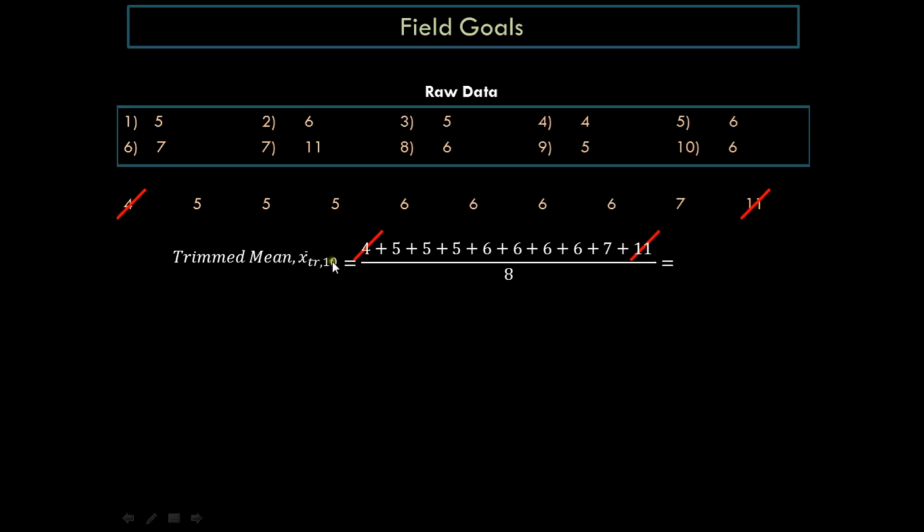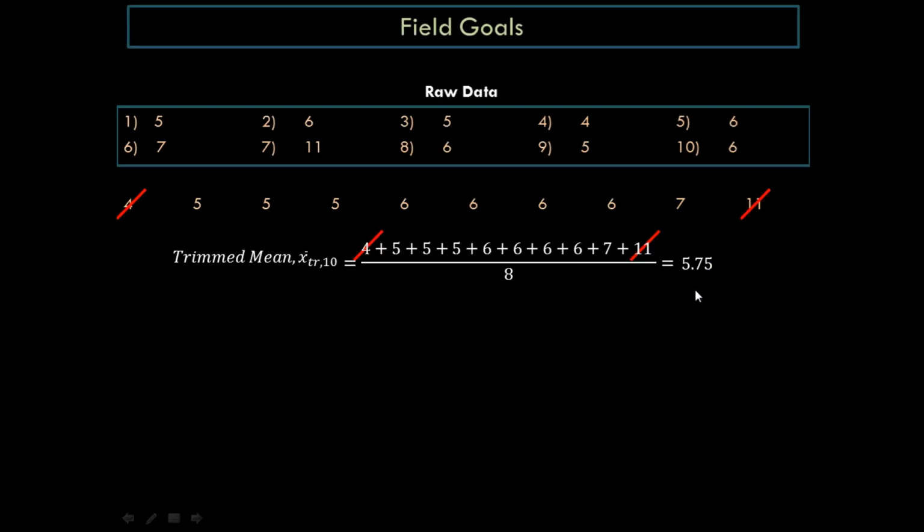The subscript 10 here means that we remove the lowest 10% and the highest 10%. With a data size of 10, the lowest 10% is the lowest one, and the highest 10% is the highest one. So we remove 2, and our denominator should be 8 because there are only 8 remaining. So our trimmed mean is now 5.75.